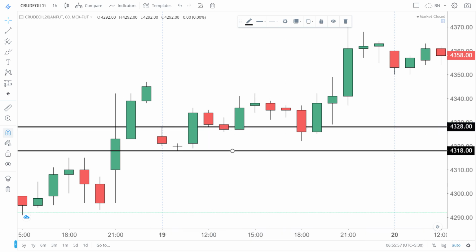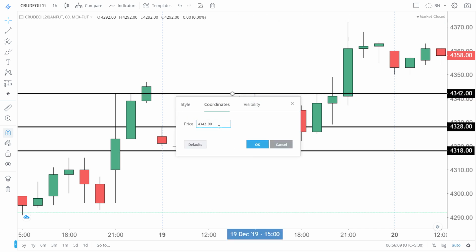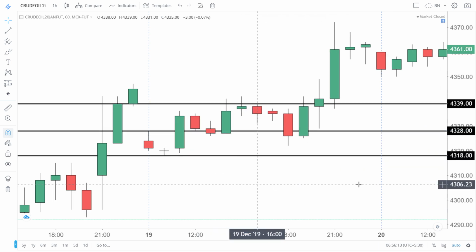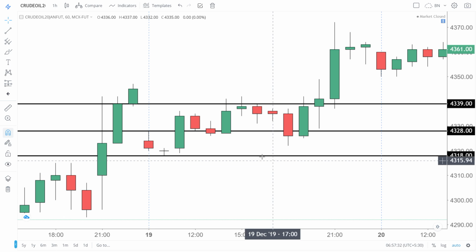I have bought at 4,329. Target is 10 points, which is 4,339 is my target, which has achieved over here. I took entry by using this strategy, and here you can see the target is achieved at 4,339.